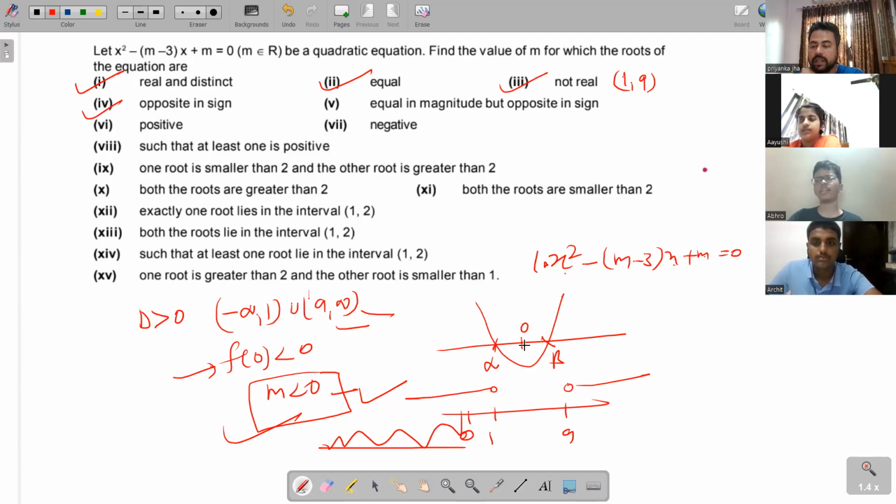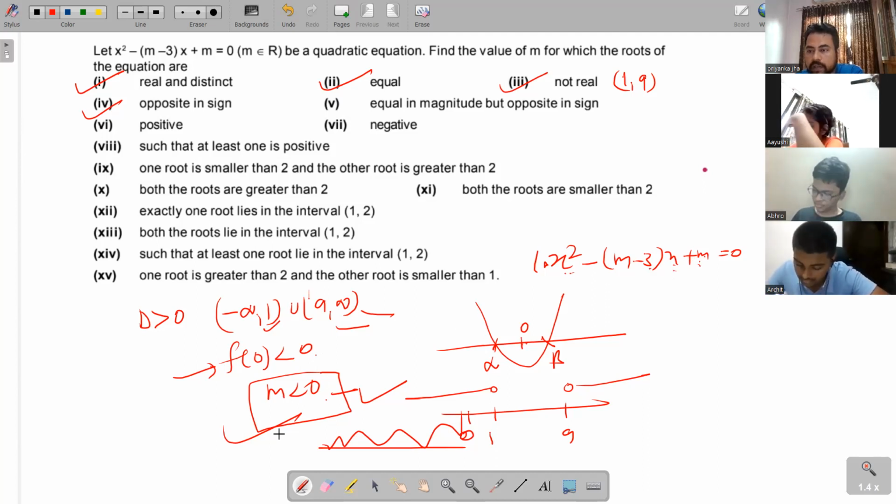Sir, we have to take the intersection of both, so less than... yes, -1. No, this is 1, not -1. And so at x equal to 0, the graph lies below the x-axis. So the value of the function at x equal to 0, if you put x equal to 0 in this equation, should be negative. I put x equal to 0 here, 0, 0, and then m. So f0 is m. So m has to be less than 0.